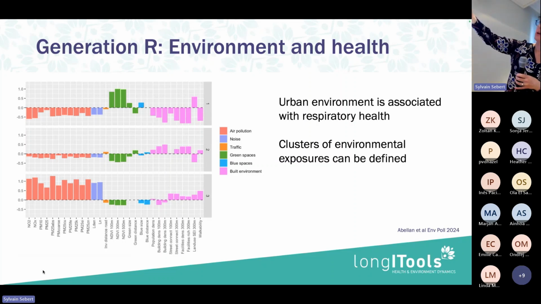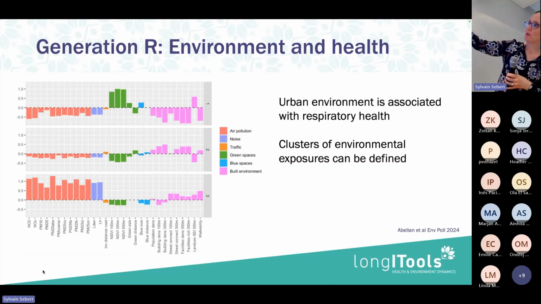So at the top one, you see a pattern of children who are exposed to low levels of air pollution. The red bars are below the zero line. Green space is above the zero line, so high exposure to green space. And then the built environment is mostly below the line, so not so much heavily built environment. So this is what we would think is maybe a good exposure pattern. Low air pollution, high green, not too many buildings.